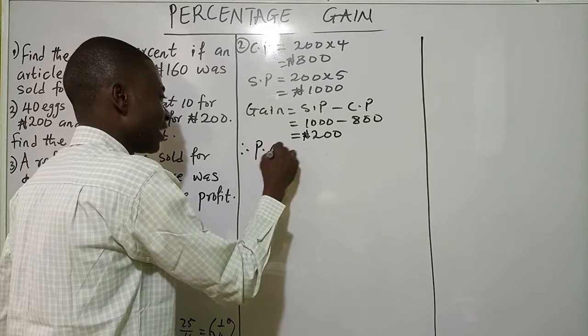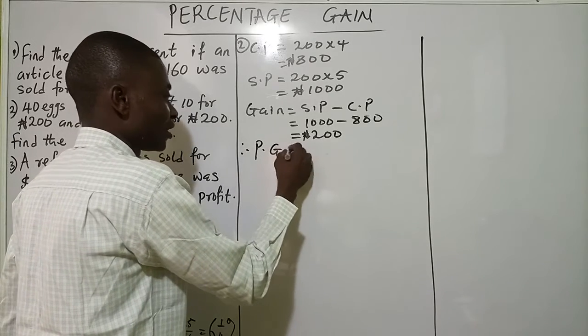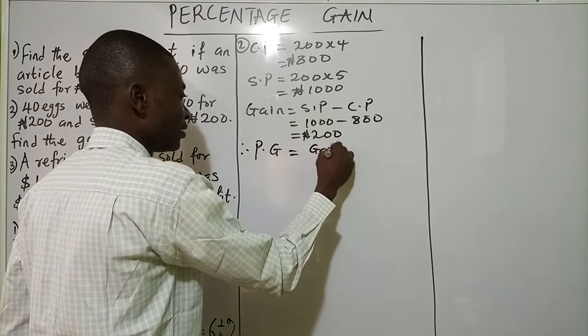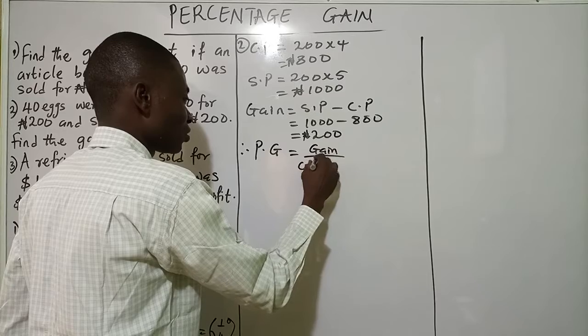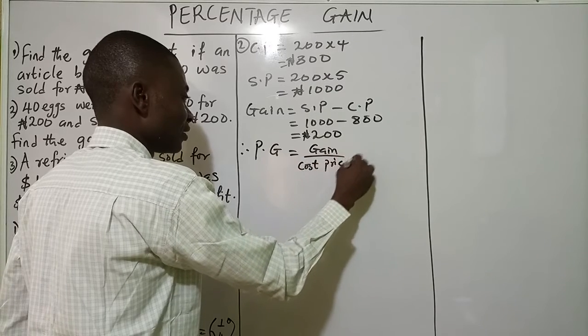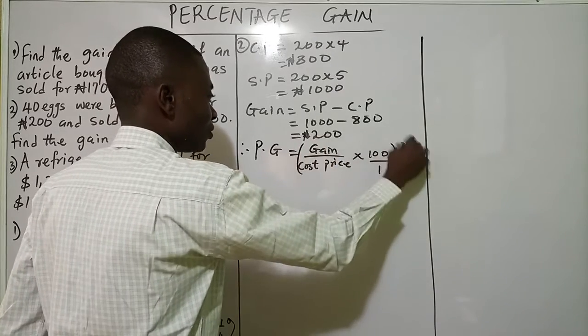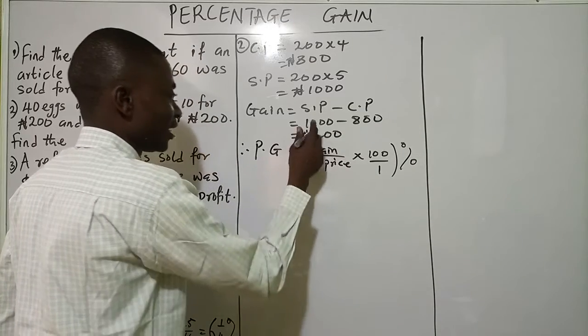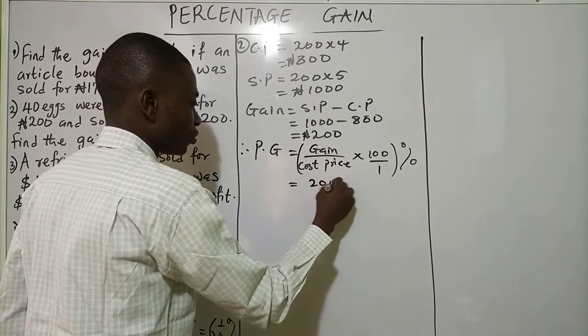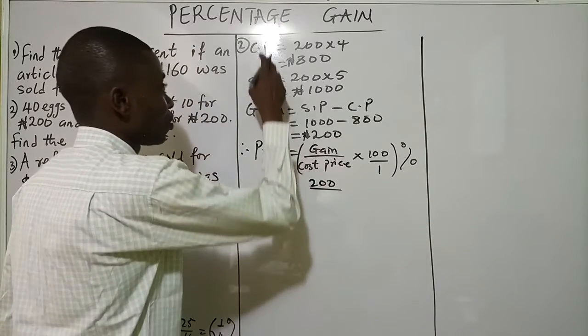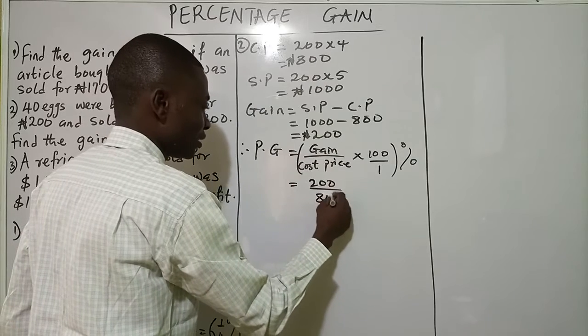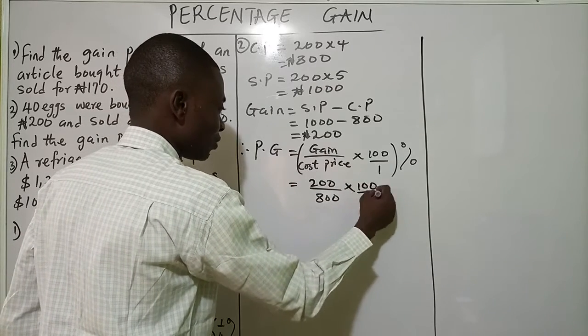So now can I calculate the percentage gain? Therefore, percentage gain or percentage profit is equal to gain over cost price times 100 over 1. Like this. So what is the gain? The gain is 200. The cost price is 800, times 100 over 1.